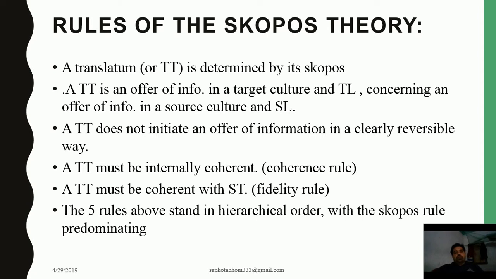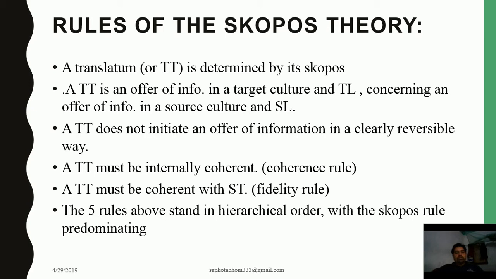So, the rules of the Skopos theory. The writers describe some rules while translating using the Skopos approach. The translatum is determined by its Skopos, its purpose. The target text is an offer of information in a target culture and target language concerning an offer of information in a source culture and source language. Yes, source cultures and source languages should be considered while translating the text. The target text does not initiate an offer of information in a clearly reversible way.